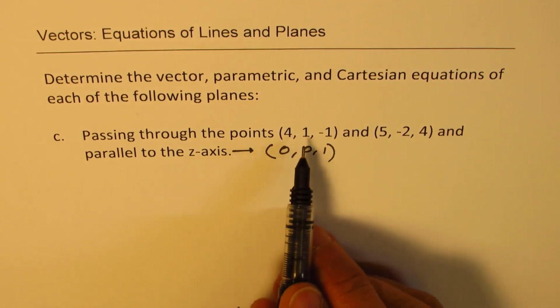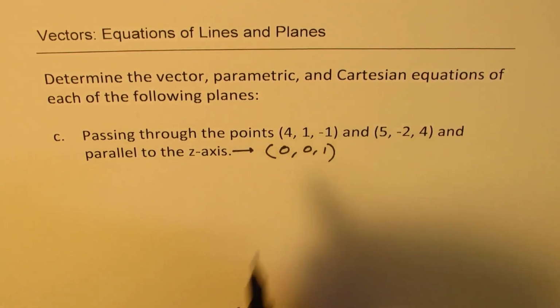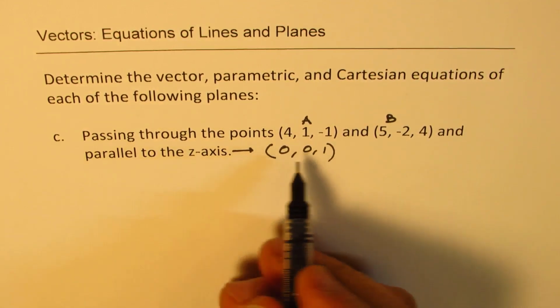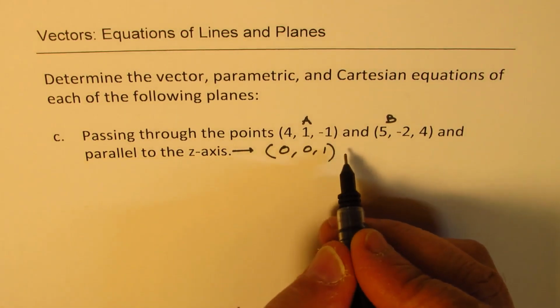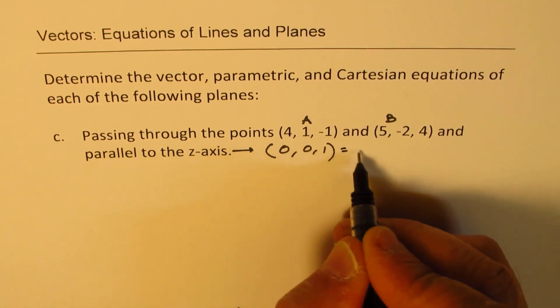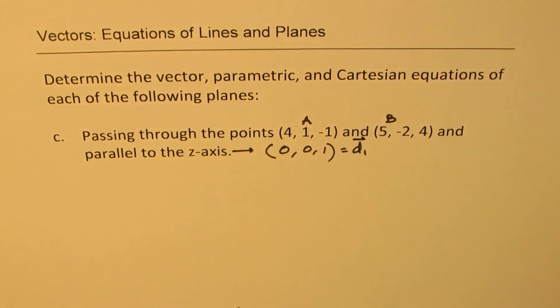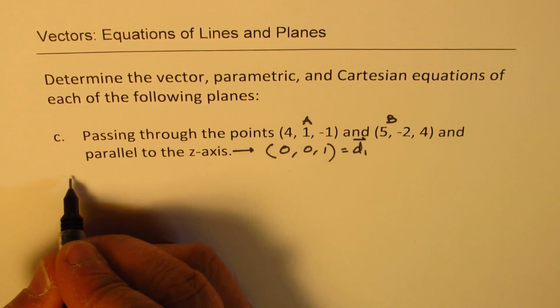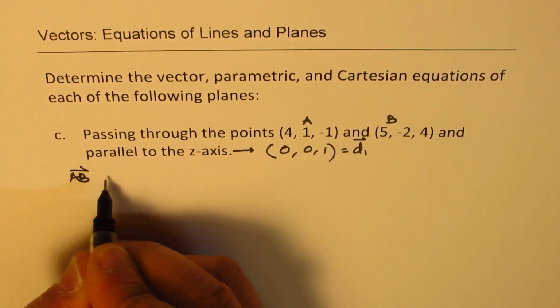So we are saying passing through these two points. Let's call these points A and B. And we'll call this a direction vector, D1. Is it clear? Parallel to this. Let's begin with, again, the Cartesian equation. We are looking for the normal. So first, let's find the direction from A to B.